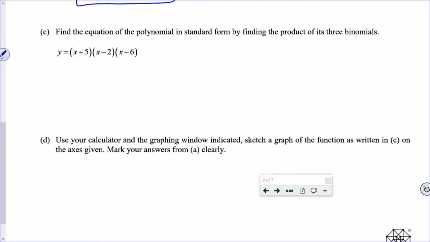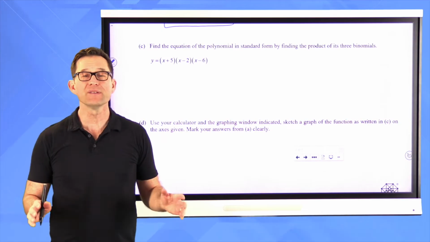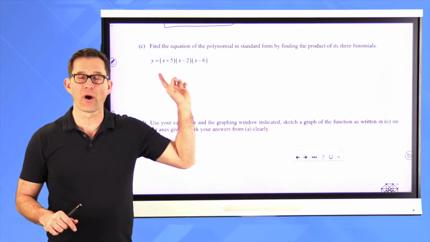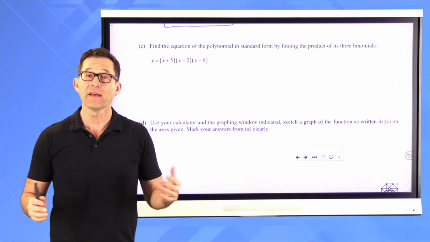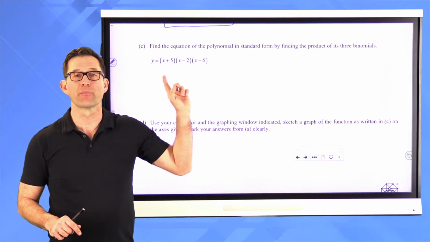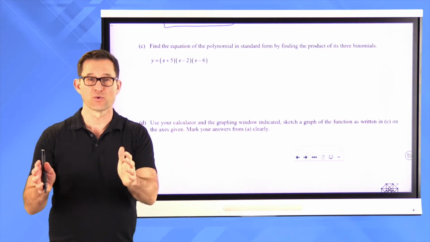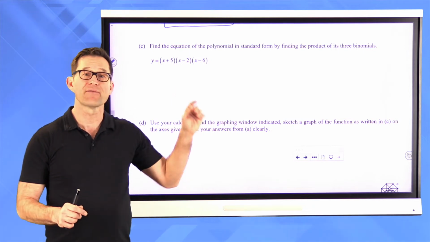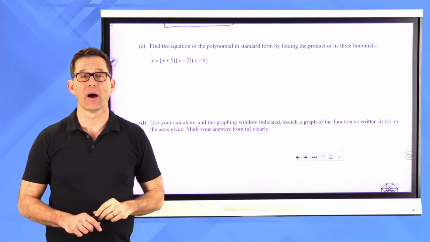Find the equation of the polynomial in standard form by finding the product of its 3 binomials. Well, we did this a little bit in the last unit when we found the product of 3 binomials. And to do that, we're going to have to find the product of 2 of the binomials, which will be a trinomial. And then we're going to have to find its product with the remaining binomial.